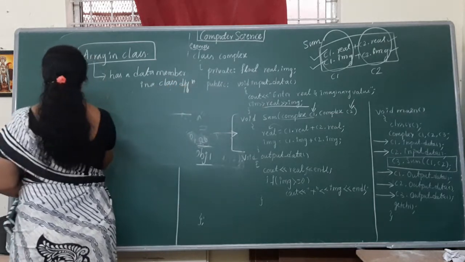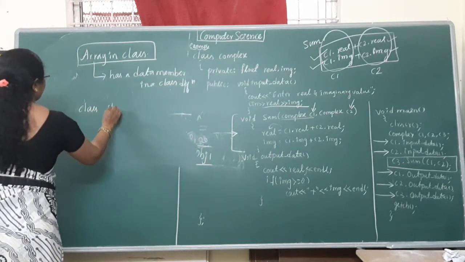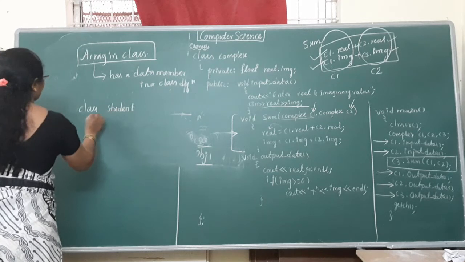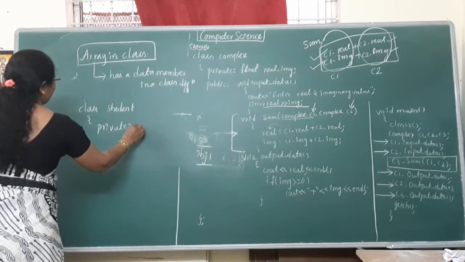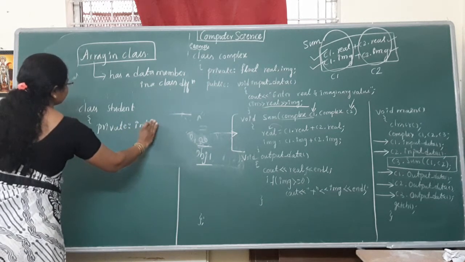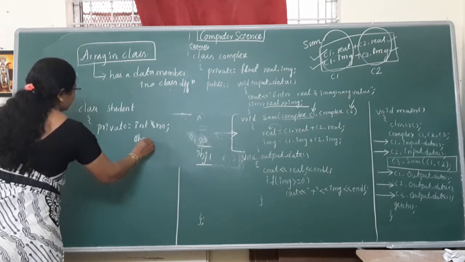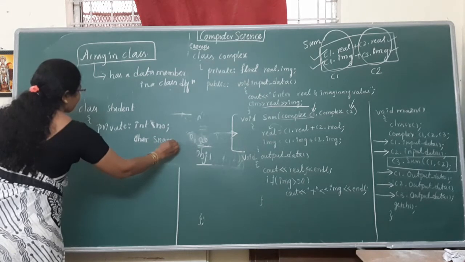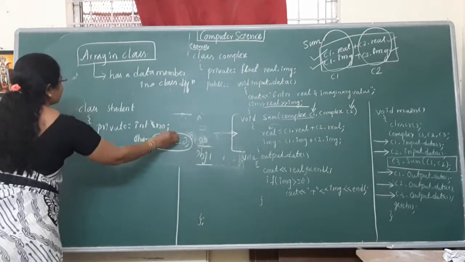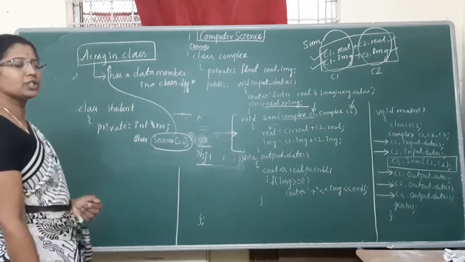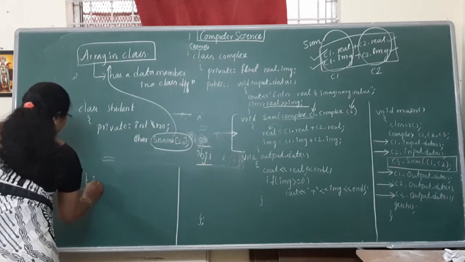In the class definition, I will write an example for this. Class student, with private. I have declared two variables. Do you remember? int s number and char s name of 20. That means this is the concept of arrays used in classes. Did you get it?